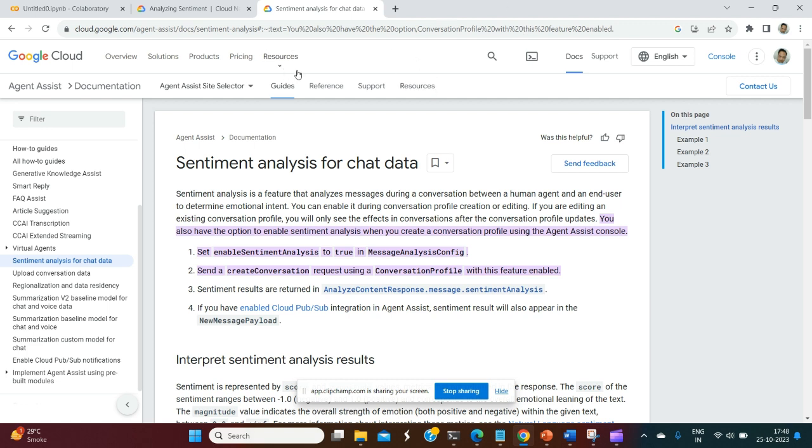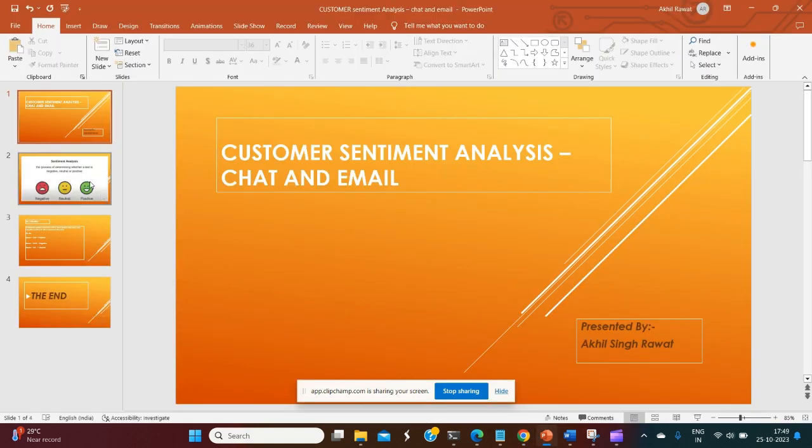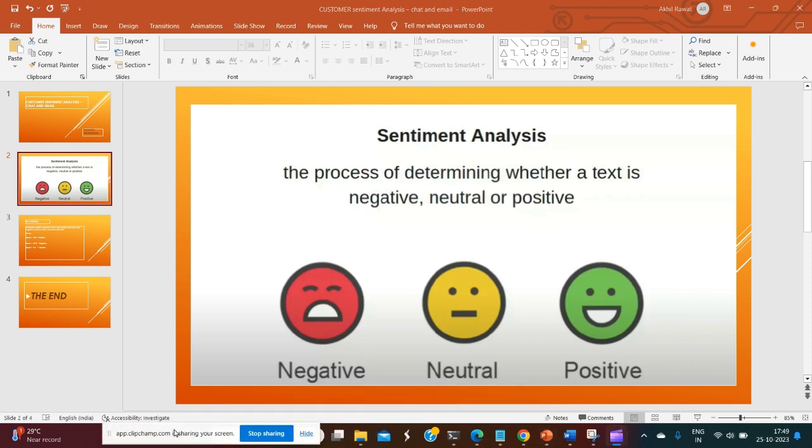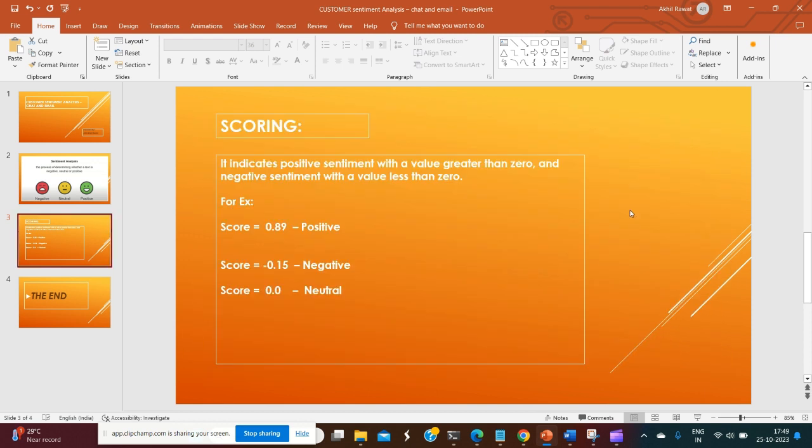So let's see. Let me show you. Wait a second. Okay, what is sentiment analysis? It is the process of determining whether a text is negative, neutral, or positive. So negative, neutral, positive. Three things we have to understand and keep in mind. Simple. Let me go to the next slide.